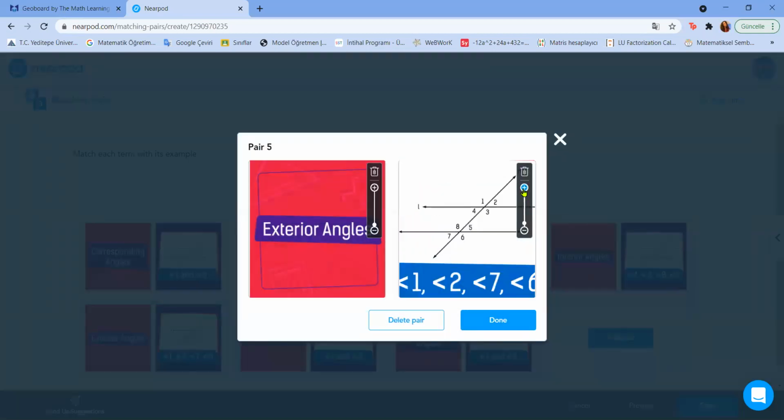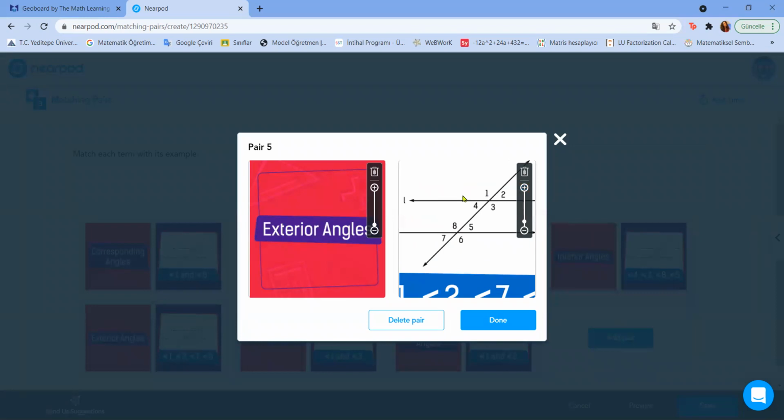Among the angles that two parallel lines make with a transversal, angles not between the parallel lines are called exterior angles. And these are 1, 2, 6, 7.